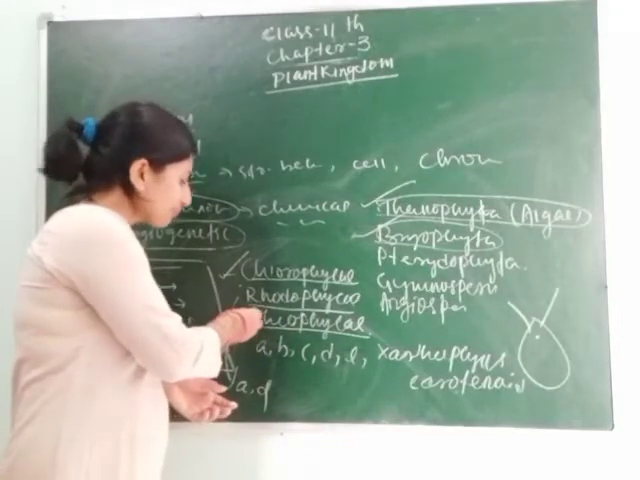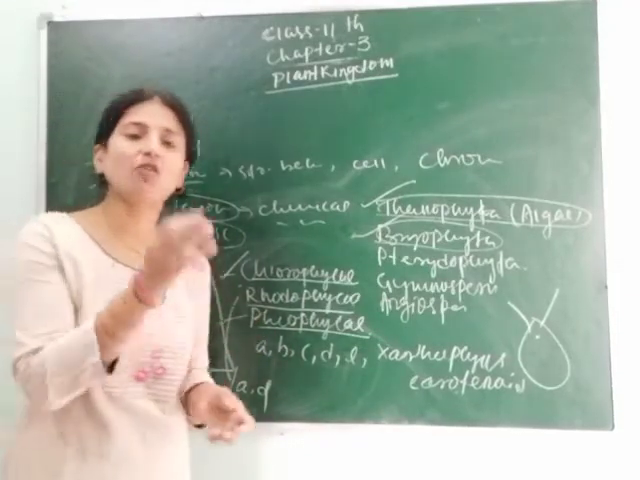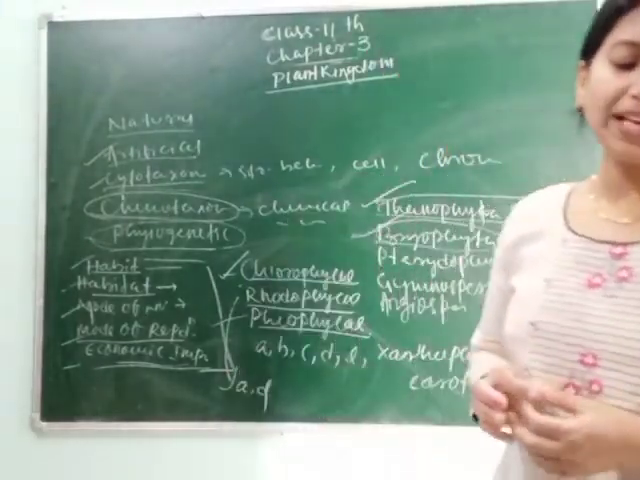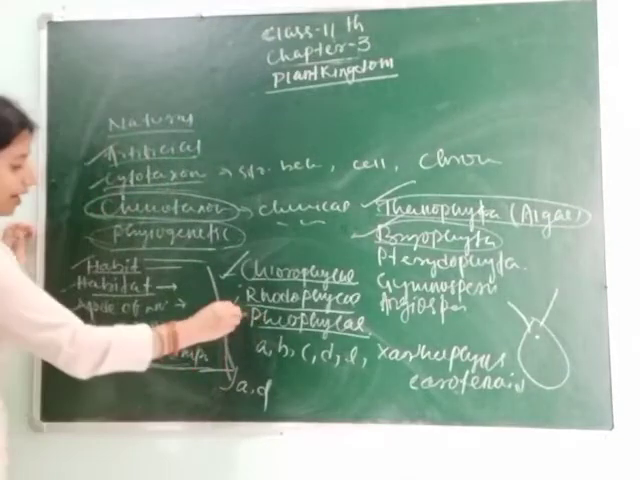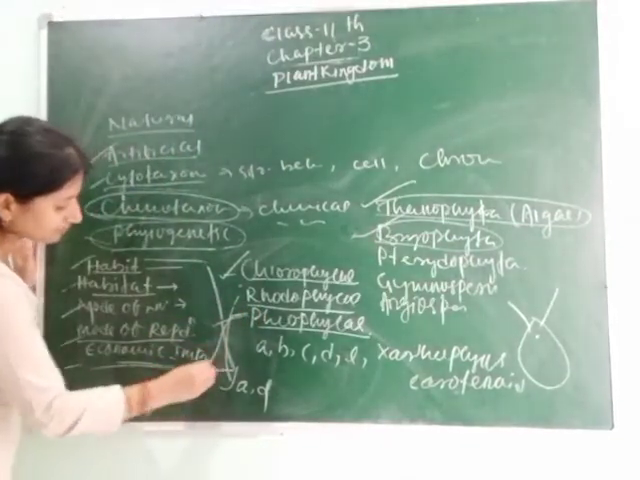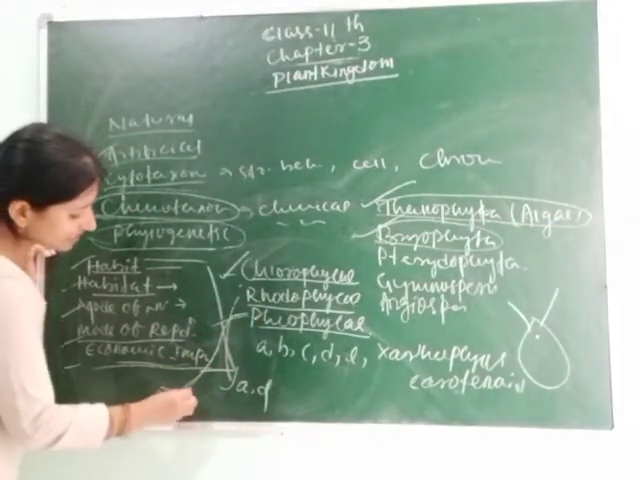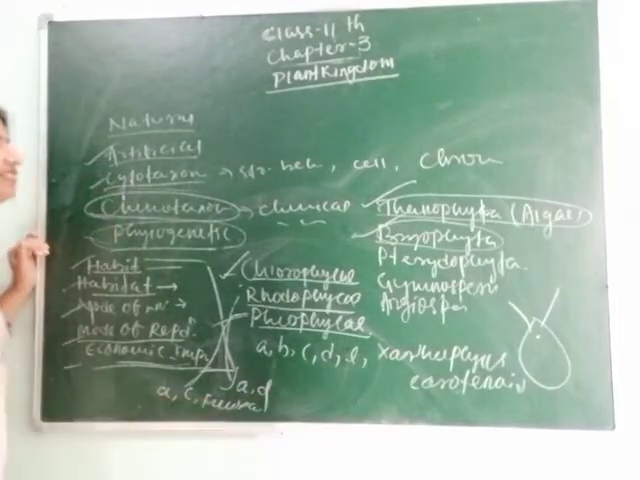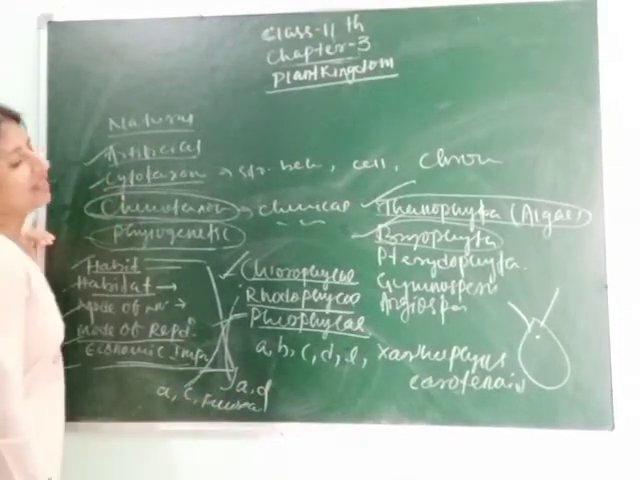Next is phaeophyceae, which is called brown algae. Brown algae contain chlorophyll A, C and fucoxanthin. Phaeophyceae or brown algae contain chlorophyll A, C and fucoxanthin. Here it's very simple to remember.